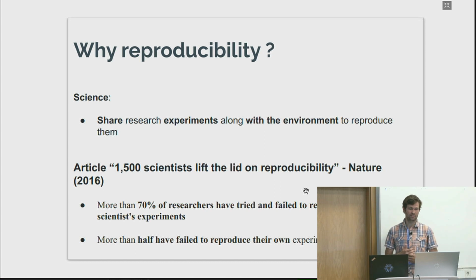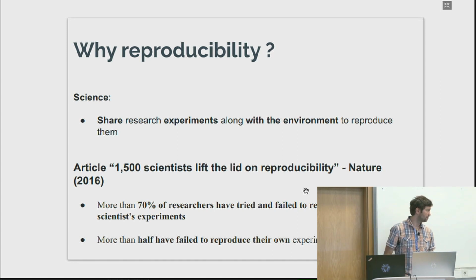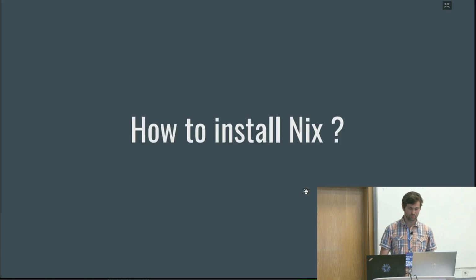There's a famous article about the reproducibility crisis in Nature magazine from 2016, which is saying that 70% of researchers have tried and failed to reproduce another scientist's experiments, and even more have failed to reproduce their own.